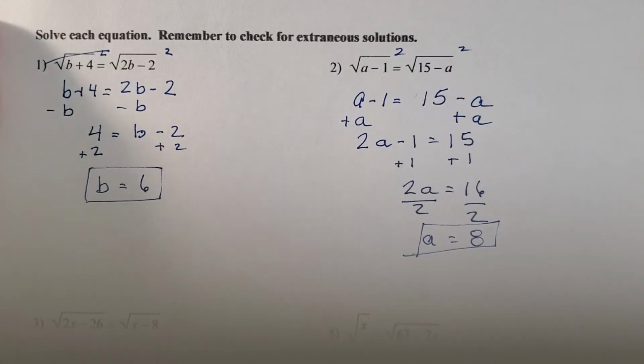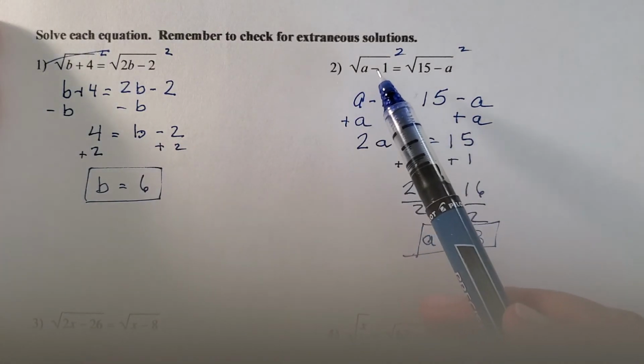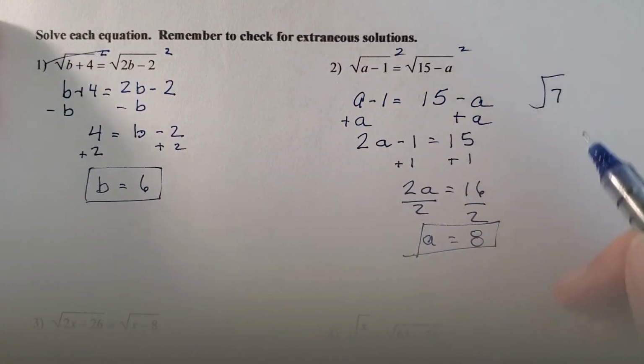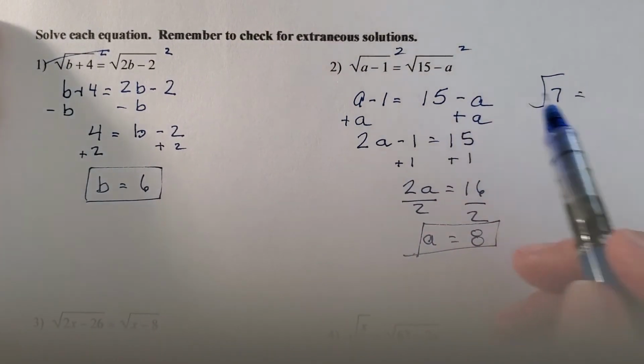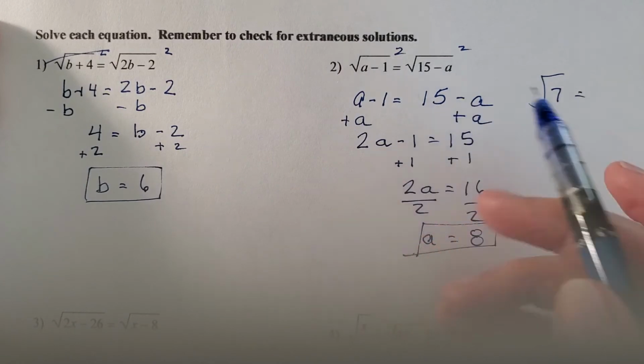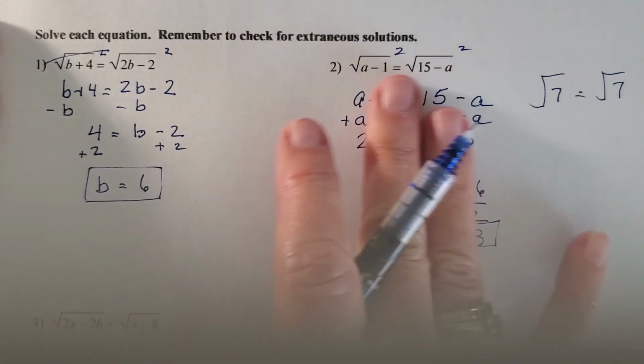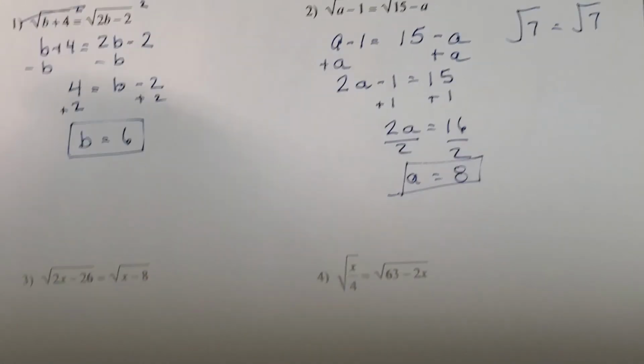And if I went up here and substituted, I would have 8 minus 1, which would be 7. So I'd have the square root of 7 equals, and over here I'd have 15 minus 8, which would give me 7. Radical 7 equals radical 7. That's true. Our answer fits in there and makes it true.